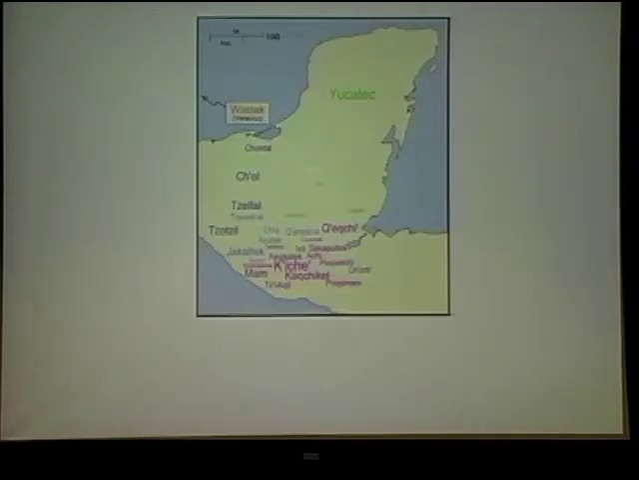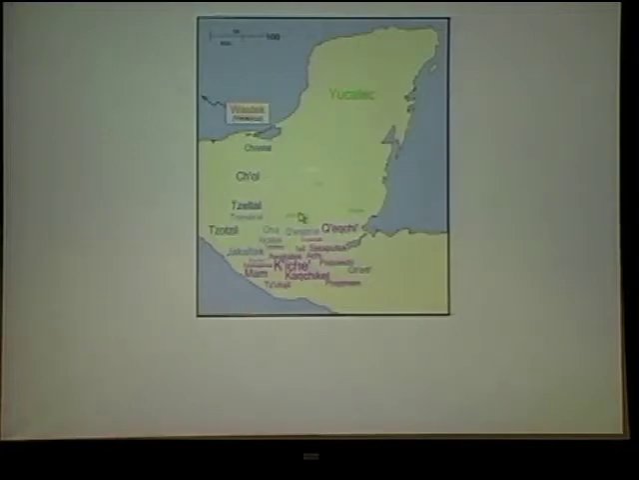A similar thing happens in the Maya area. There is one language, where the Achi people want to be classified as a different group, although their language really, from a linguist standpoint, is a dialect of K'iche. But it is classified as a language for historical reasons. So you'll notice a few things here on the map.